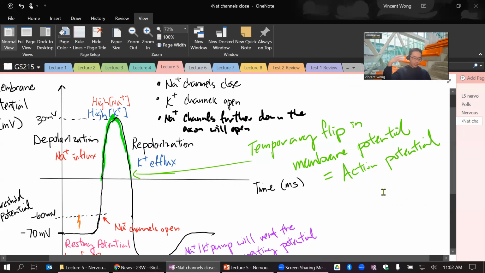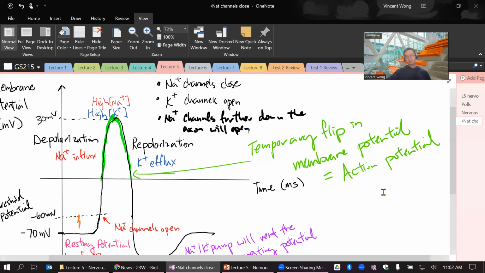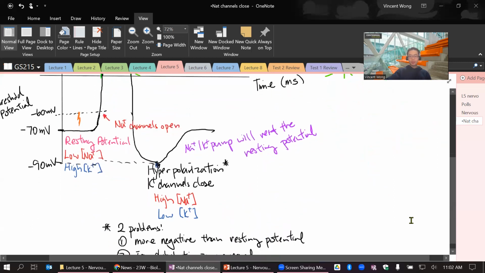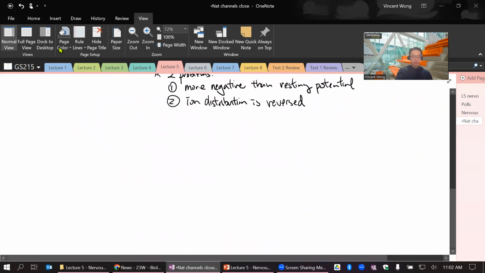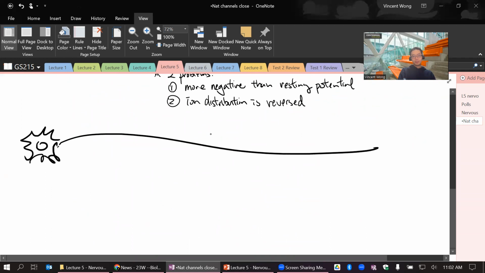Okay, let's put all these together in a series of diagrams that hopefully will create a clearer picture for you. You don't have to draw this. You can just watch me doodle, and then you can copy it at a later time. Okay, so this is the neuron with the axon, and let's say we're at rest. So minus 70, minus 70, minus 70, all the way, right?